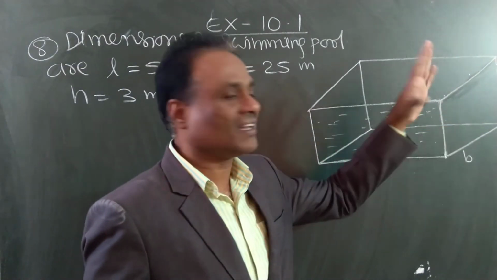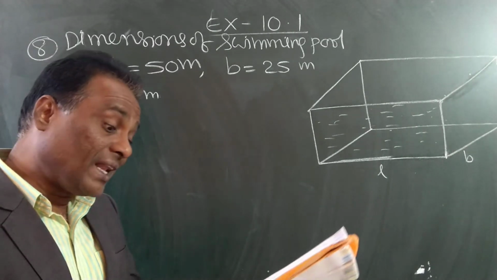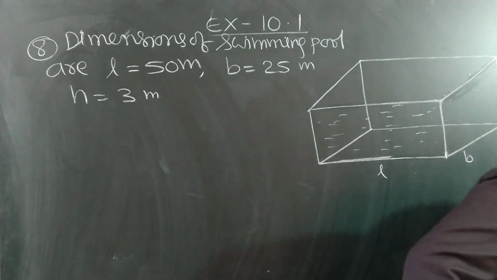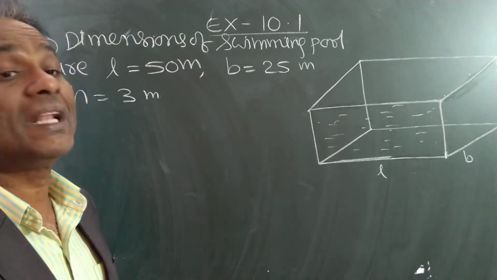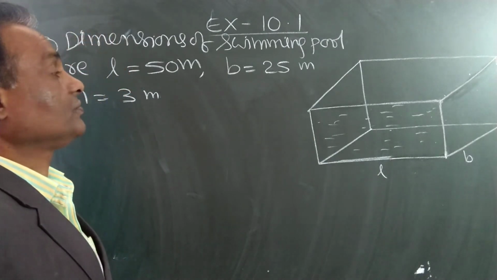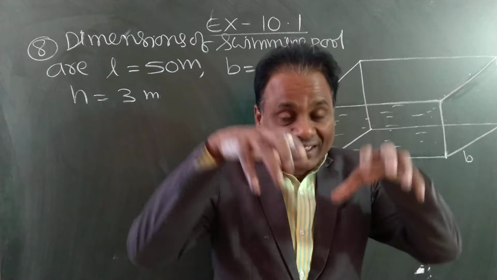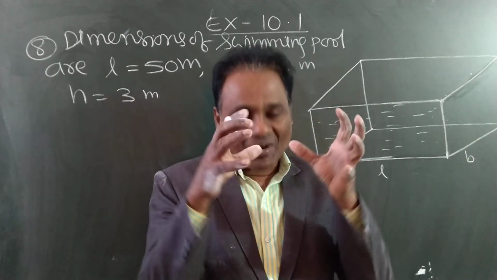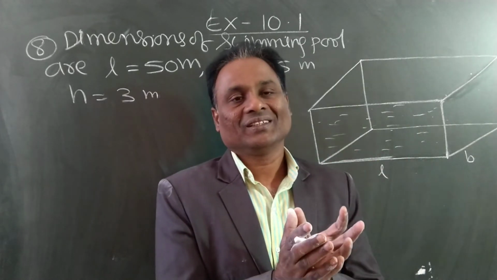Length, breadth, height. Question is, how many liters of water does it hold? In this swimming pool, how many liters of water we can keep? That is nothing but amount of water in the tank is nothing but volume. Amount of water in the tank means it is nothing but volume of water.